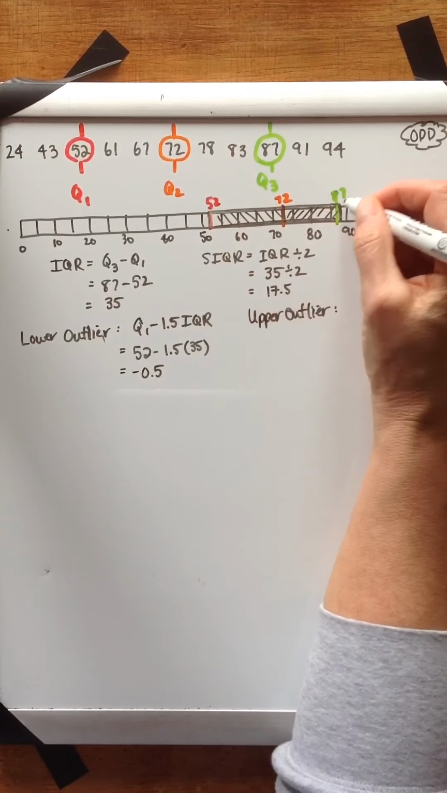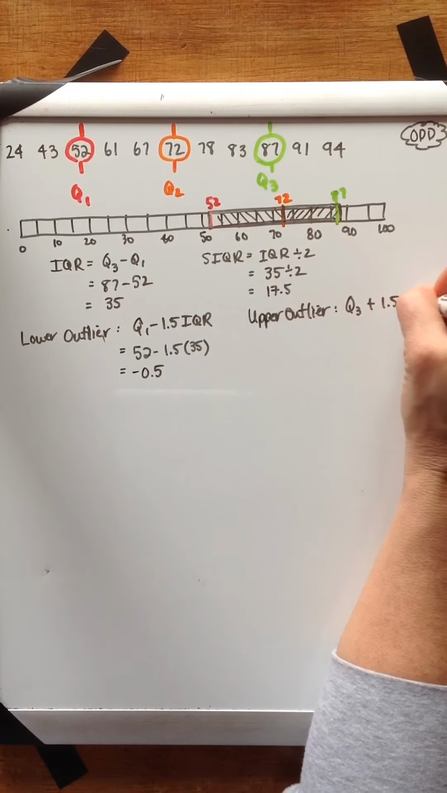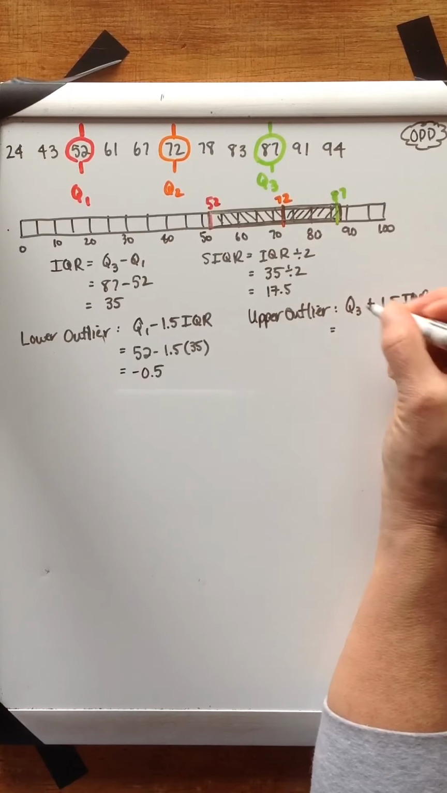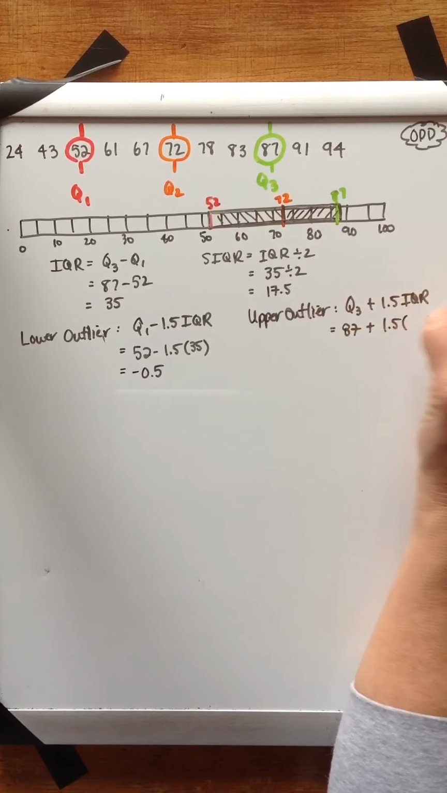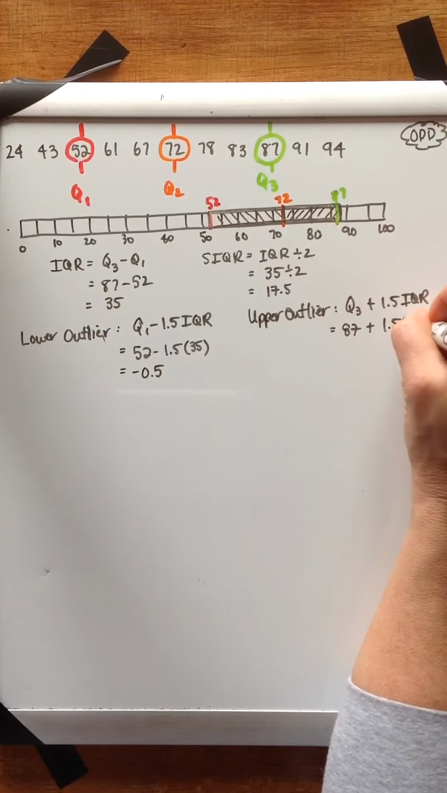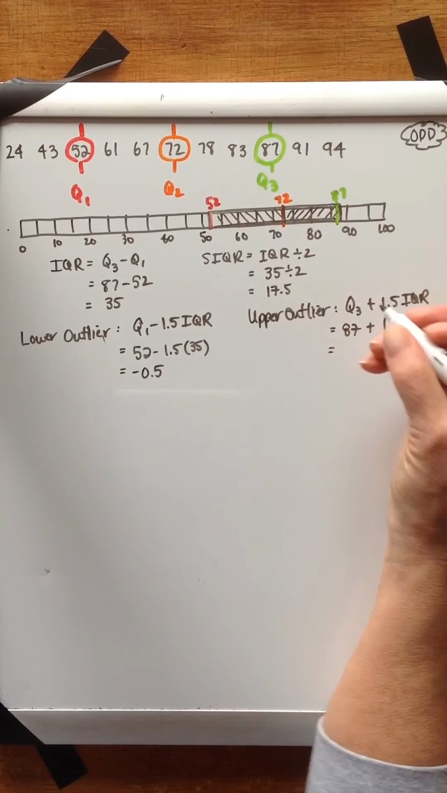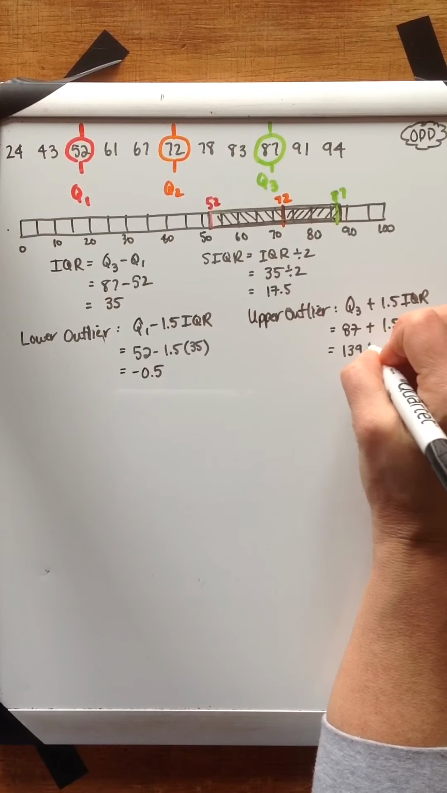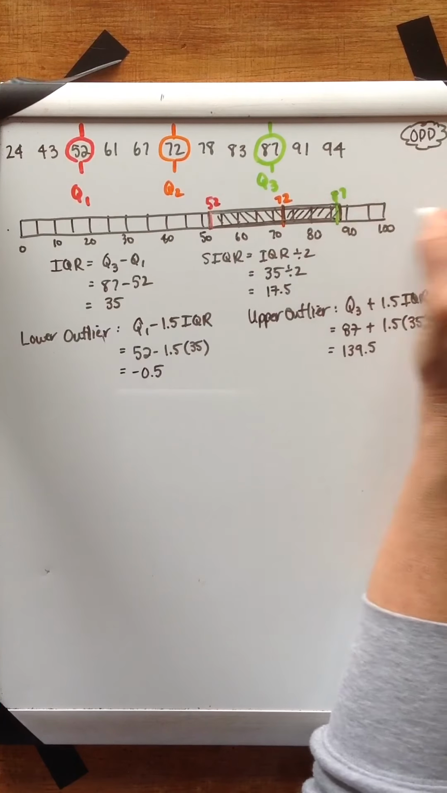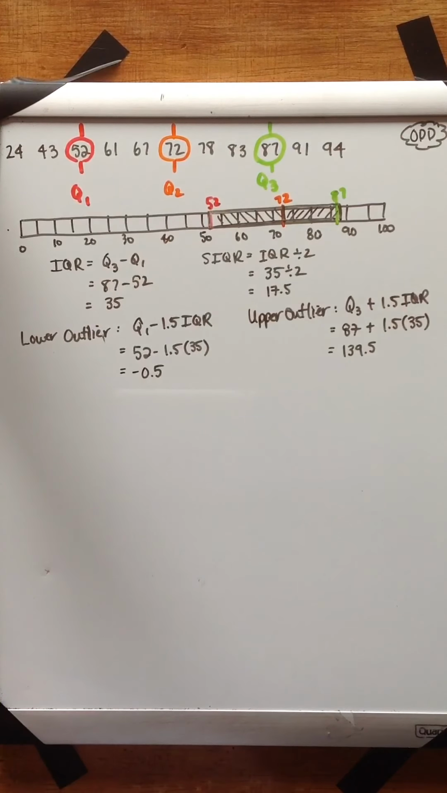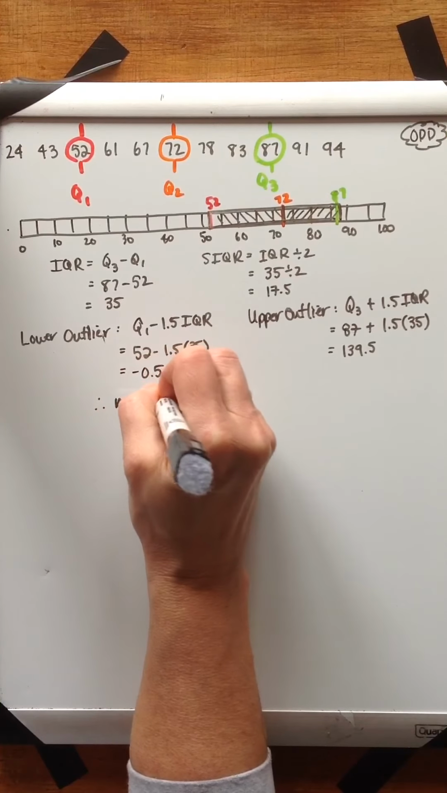This time we can take Q3 at the other end of the box, and we can add 1.5 times the value of the interquartile range to see if 94 fits. So Q3's value is 87, and we add 1.5 times 35, or as I said, you could substitute all of this with 87 plus 52.5. And we discovered that the upper limit for this data set should be 139.5. And again, that would be way out here somewhere. 94 is well within that range, so it is not considered to be an outlier either. So we can say, therefore, there are no outliers in this set.